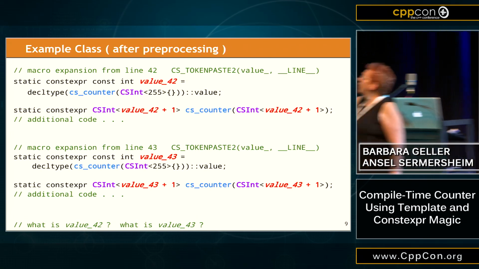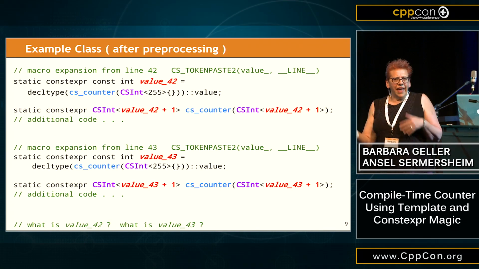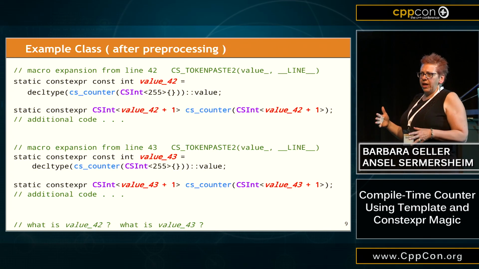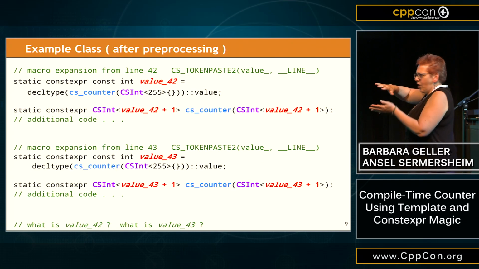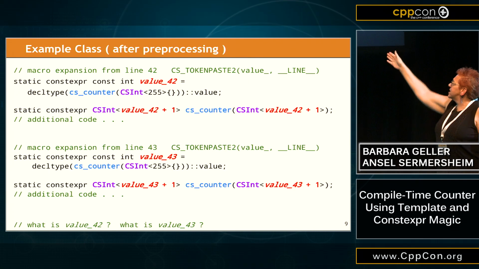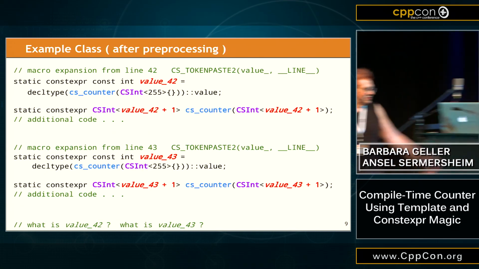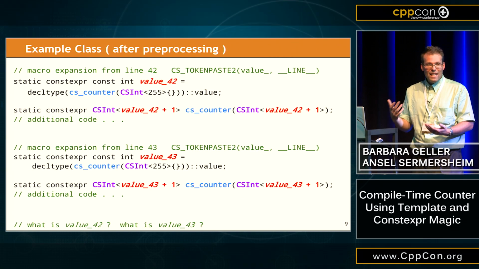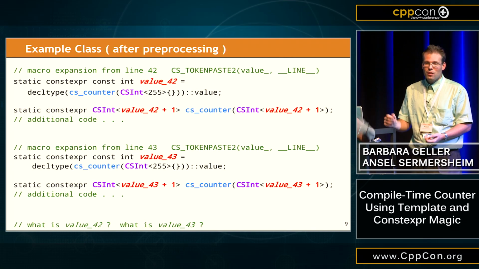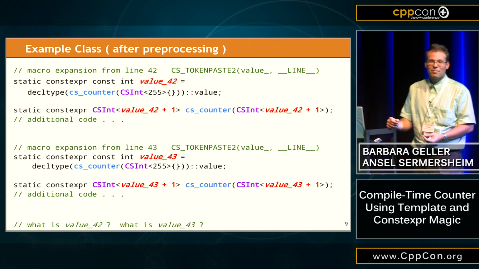So now we're assuming that there's another macro on line 42 and then a macro on line 43. We're trying to show just the snippets of code that actually make sense. The top part is what's expanded for line 42. The bottom is what's on 43. And the question is, what is value 42 and what is value 43? Anybody care to hazard a guess? And why?